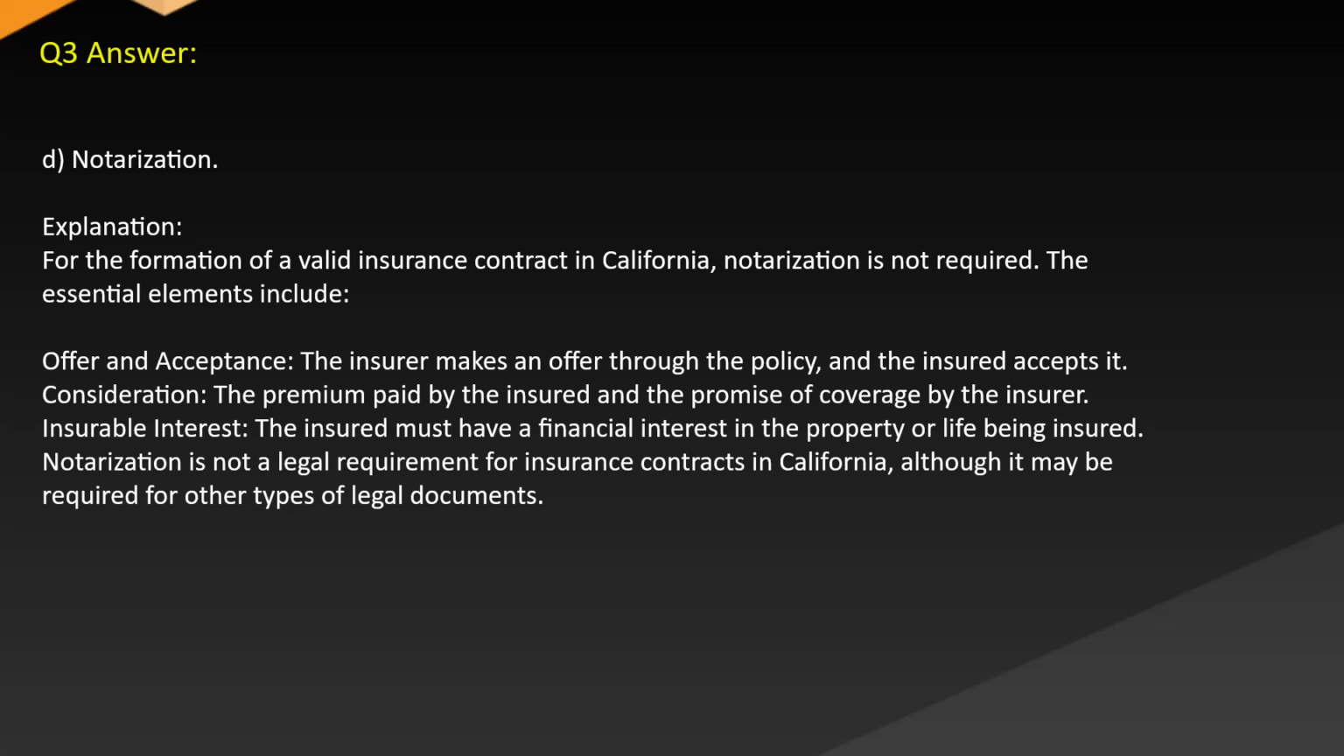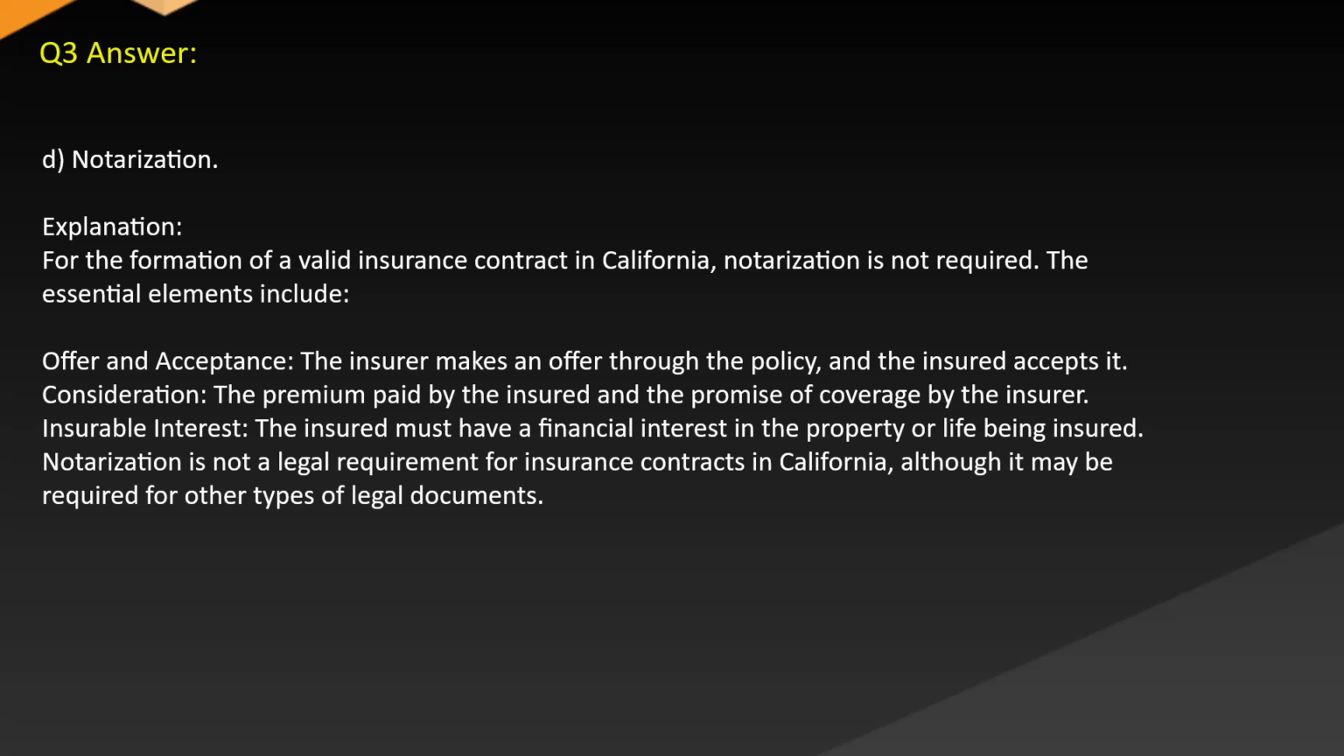Answer: D. Notarization. Explanation: for the formation of a valid insurance contract in California, notarization is not required. The essential elements include offer and acceptance. The insurer makes an offer through the policy and the insured accepts it.